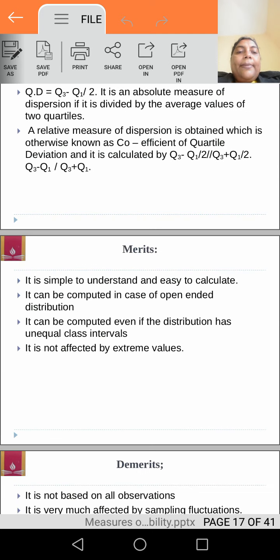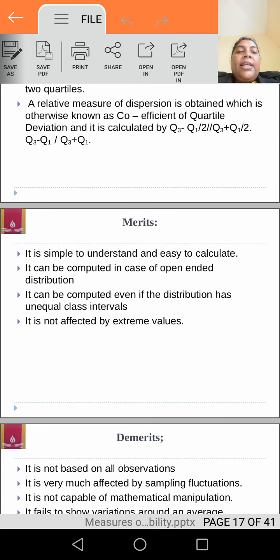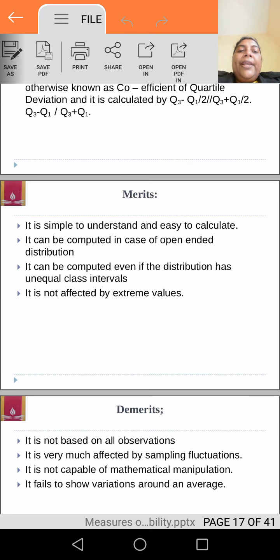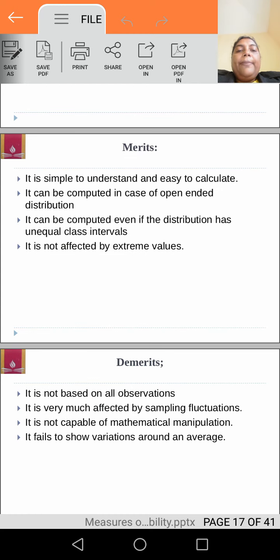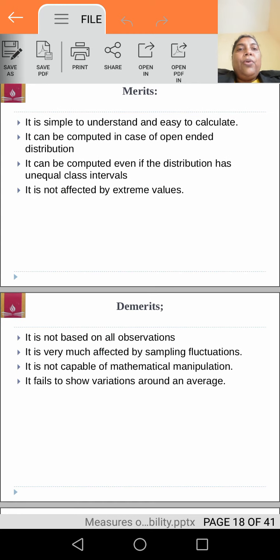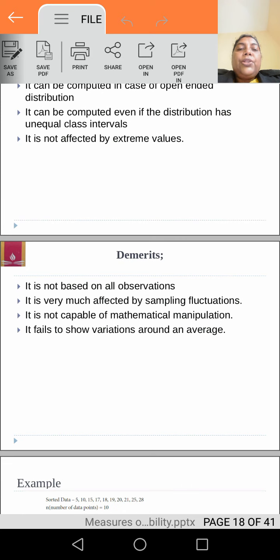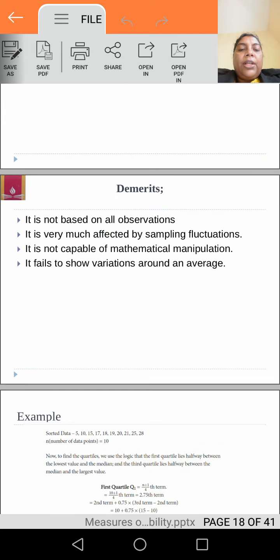Let's discuss some of the merits of quartile deviation. It is simple to understand and easy to calculate. It can be computed in case of open-ended distribution. It can be computed even if the distribution has unequal class interval. It is not affected by the extreme values. But it also has demerits. It's not based on all the observations. It is very much affected by sampling fluctuation, not capable of mathematical manipulation, and it fails to show variation around an average.